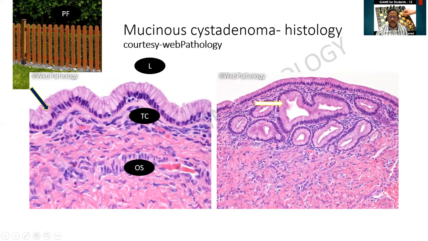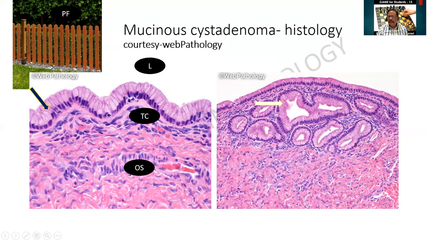Microscopically, this is what we see. This is again, first let us see the stroma. I hope you are able to appreciate the wavy ovarian stroma. And when I go to the cyst wall, it is lined by a single layer of tall columnar cells with a clear cytoplasm and basal nucleus. And this is the cystic space or the lumen.